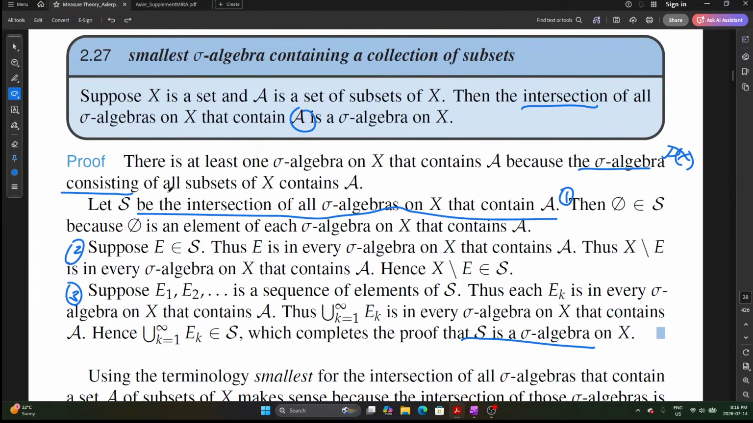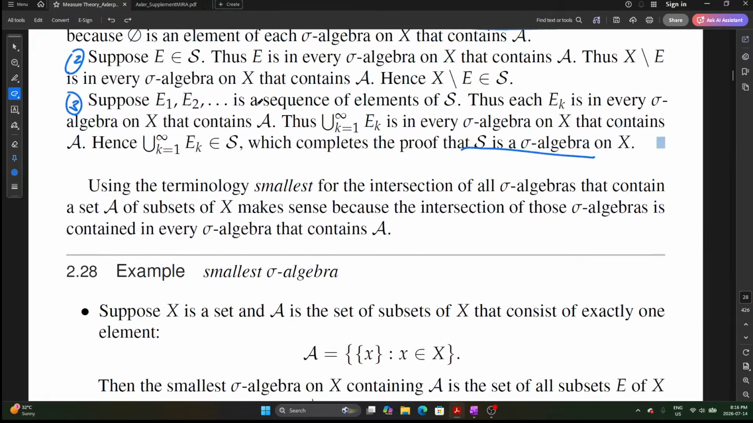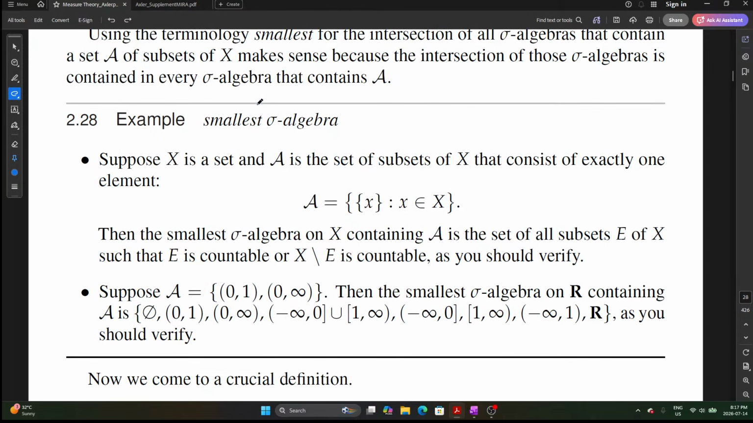Okay, so we're going to apply this result, 2.27, to the situation where A is an open set. Right? A is an open set on the real line. Okay, so here, actually, you know what? Let's take a look at the examples here. Examples of smallest sigma algebra.